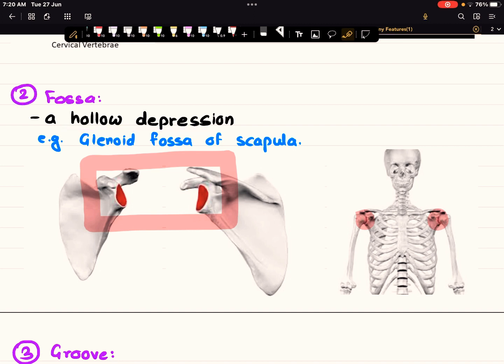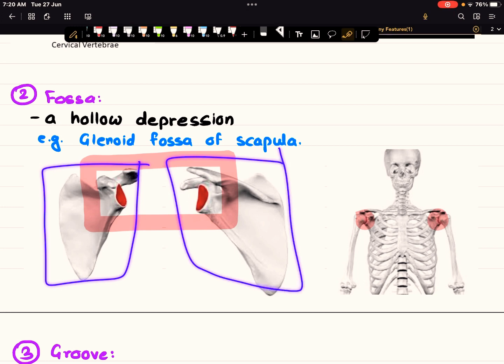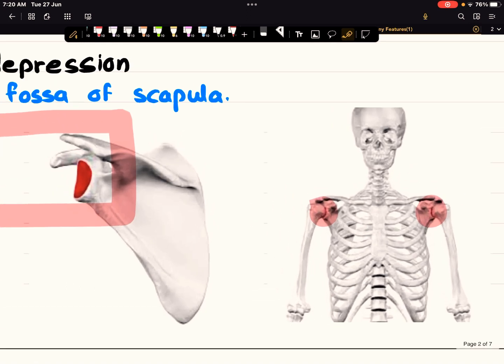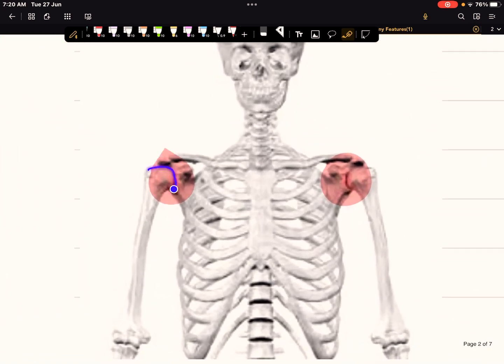So what is the example of fossa? Glenoid fossa of scapula. This is the anterior view of scapula and this is the posterior view of scapula, and you can see that this red colored highlighted portion is nothing but a hollow depression. It is not that hollow, but it is slightly hollow and it is a depressed part. This part is nothing but the glenoid fossa of scapula, and you can see here the head of the humerus articulating with the glenoid fossa of scapula to make the shoulder joint.